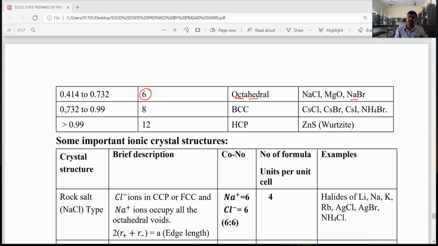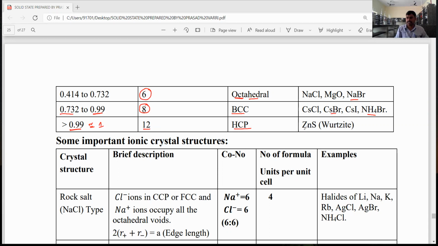If the radius ratio value is between 0.73 and 0.99, then the coordination number is 8 and the structure is BCC. Examples: cesium chloride, cesium bromide, cesium iodide and ammonium bromide. If the value is more than 0.99, approximately 1 or more, the coordination number is 12, having an HCP crystal structure.